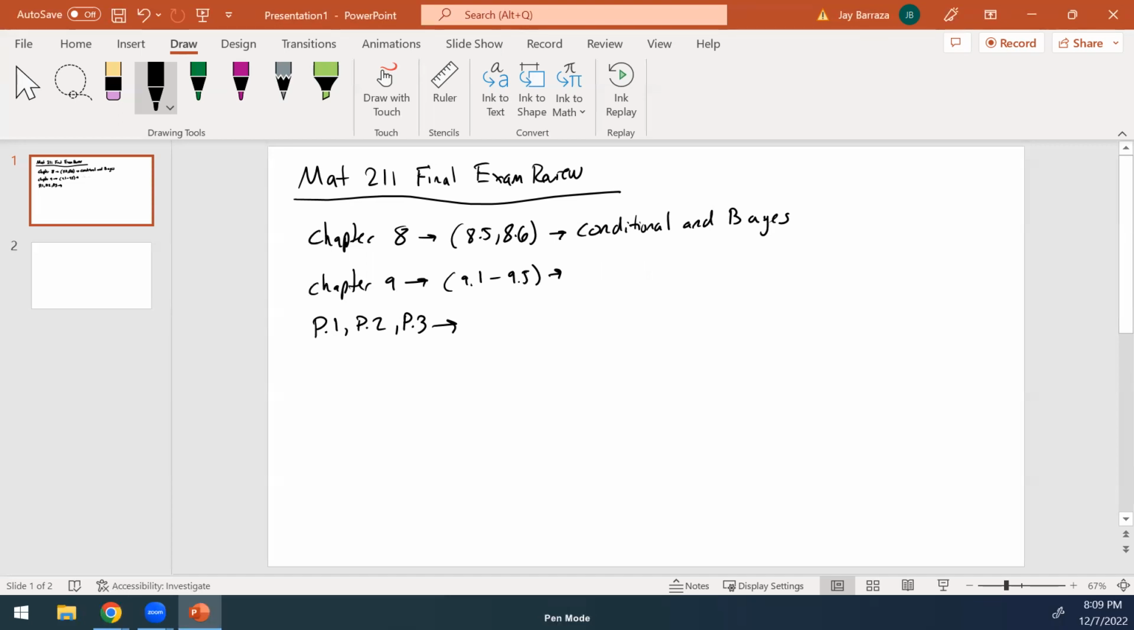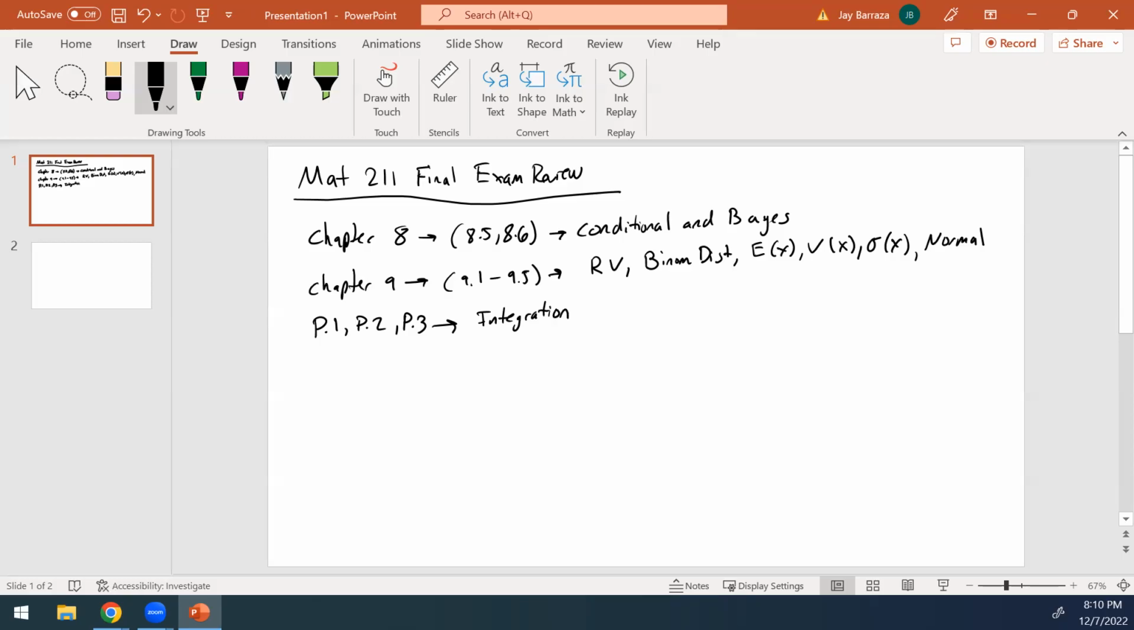So random variables, binomial distribution, expected value, variance, and standard deviation. What else is there? Normal, and all that stuff. There's actually quite a bit in chapter 9. And then this is mostly integration.